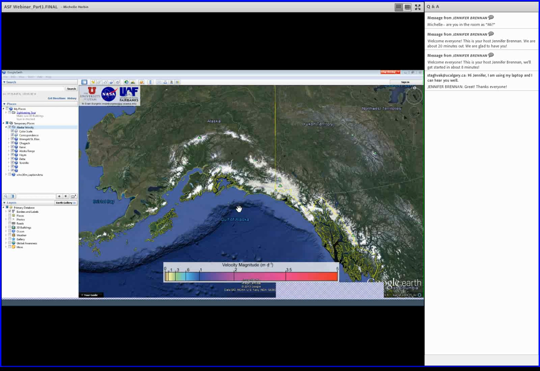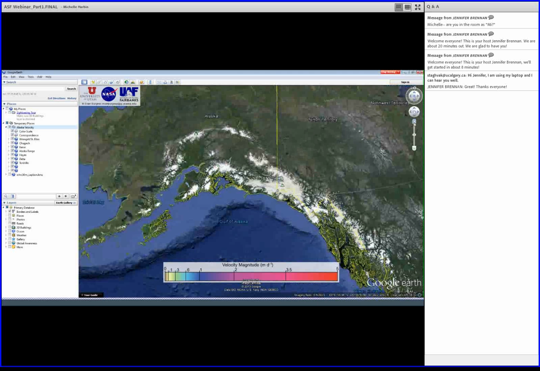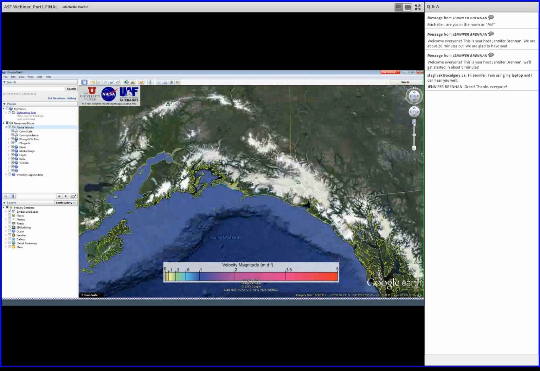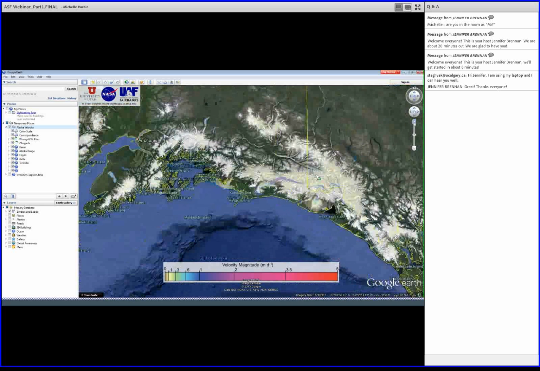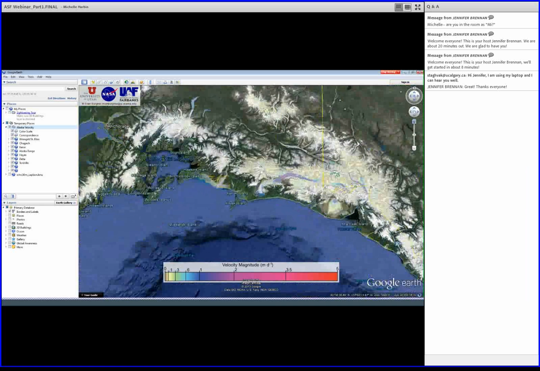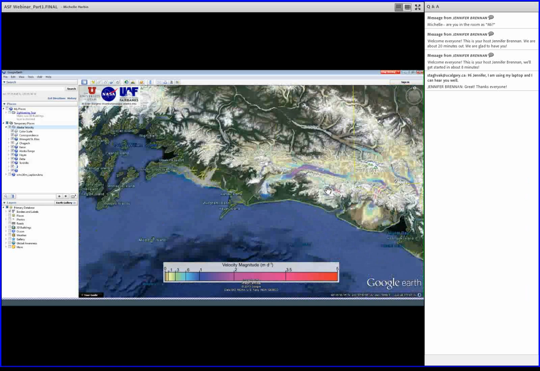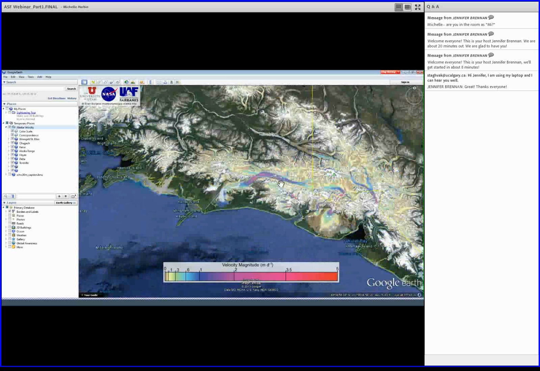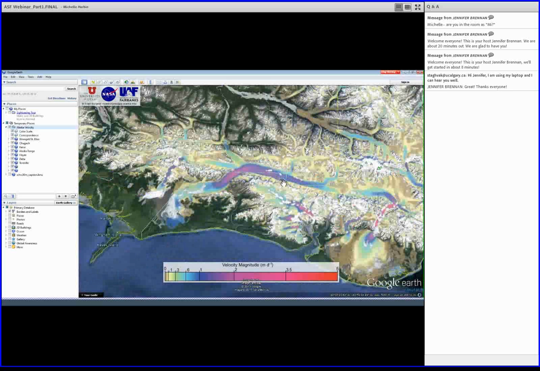Zooming first to Alaska, you will see a velocity map appear over glaciers in Alaska. There's also a legend showing the velocity in meters per day, and the more pink the color, the faster the velocity. So as I zoom in here, you can see over these glaciers that velocity information appearing. By using Google Earth, we are able to move around and see the velocity magnitude over many glaciers at once.